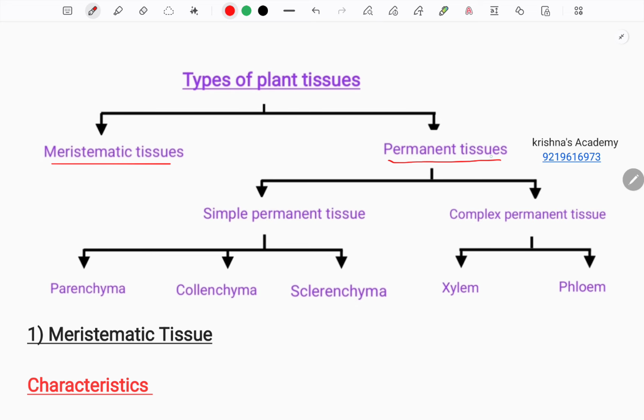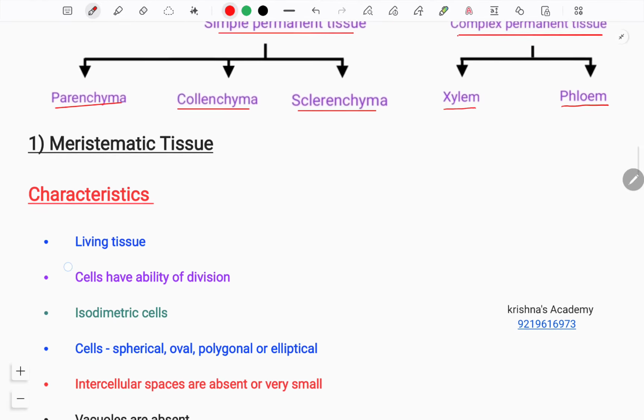But the permanent tissue is again divided into simple permanent tissue and complex permanent tissue. Simple permanent tissue is again divided into parenchyma, collenchyma, sclerenchyma, and complex permanent tissue is divided into xylem and phloem. This is a broad idea about the classification of the different types of tissues present in the plant body. Now we start today's topic, meristematic tissue.